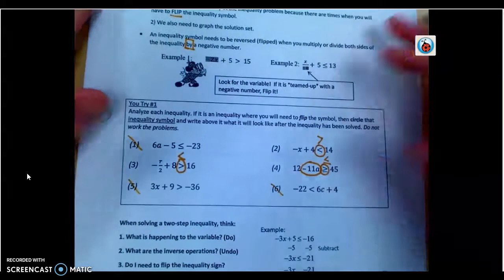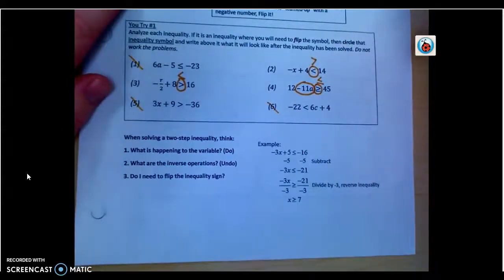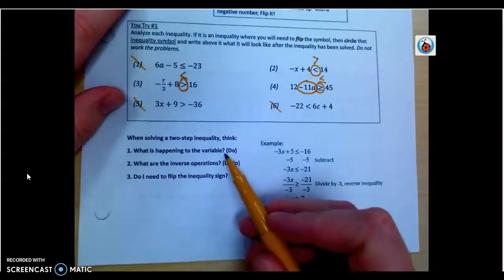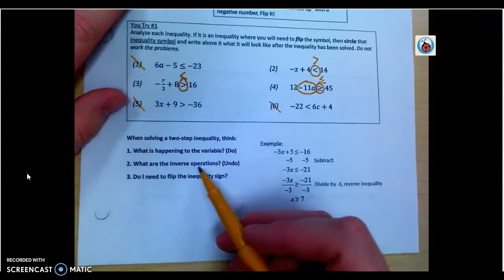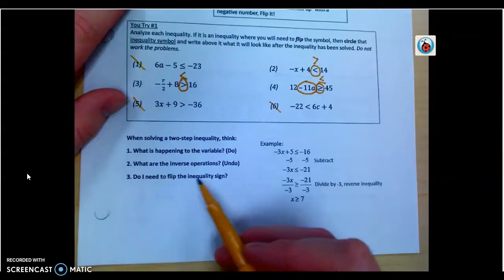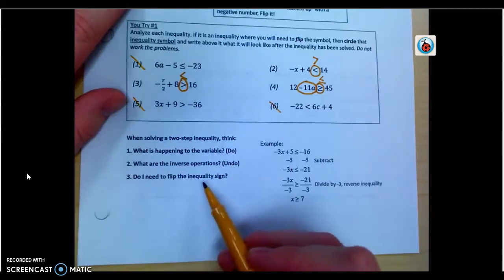Awesome. So now when it comes to actually solving two-step inequalities, the steps are very similar to two-step equations. Number 1, what is happening to the variable? What are the inverse operations to undo it? And then, do I need to flip the inequality sign? Are you multiplying or dividing by a negative?